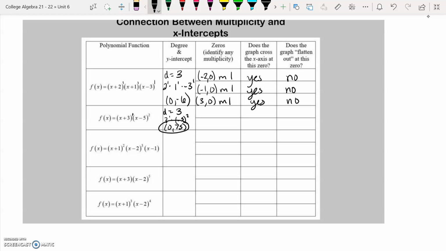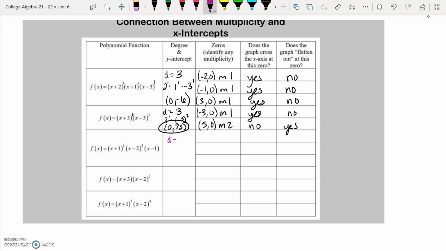Alright. So then I would do my zeros. That would be negative 3, comma 0, and 5, comma 0. This one has a multiplicity of 2. This one has a multiplicity of 1. It says, does it cross the x-axis? This one would be a yes. This one would be a no. Does it flatten out? This would be a no. This would be a yes. And again, you would just graph that and see, okay, here's what happens.